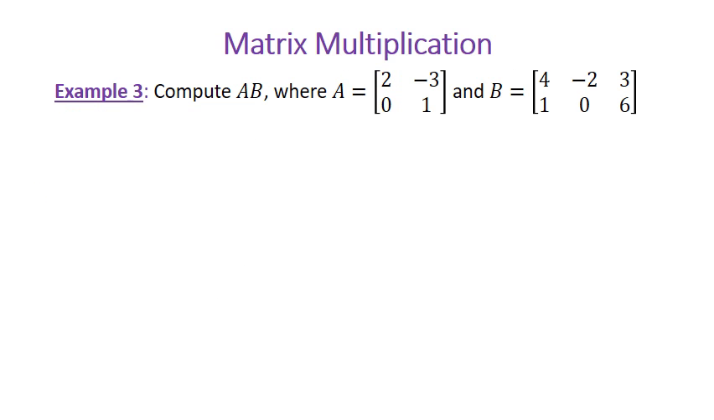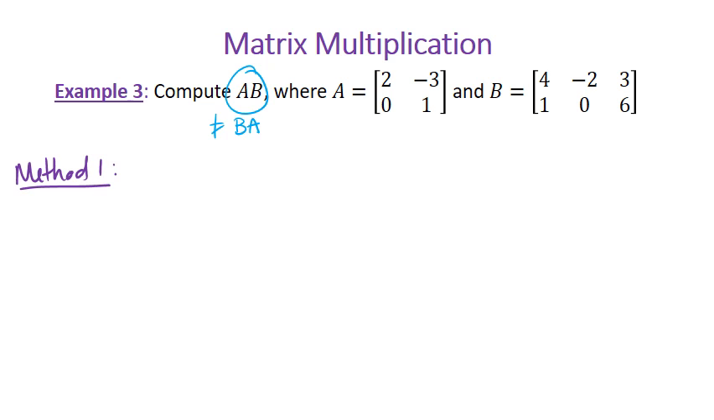Okay, so here's our next example, and I'm basically going to show you two methods to compute matrix AB. Now, the order in which these occur matters. AB is not the same as matrix BA. Okay, so the order matters. So this is basically method 1.